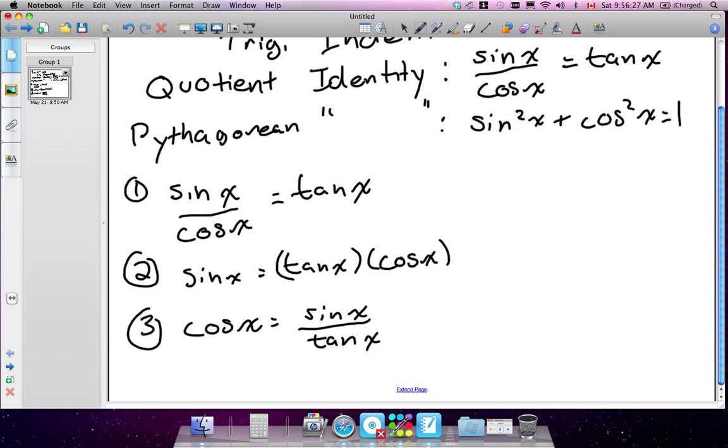Once you start to see these, it'll be easier to plug them in. I could take sine and replace it with these two, or I could take cosine and replace it with these two. Same idea with Pythagorean. We'll do it on the right here, so it's easy to see together.